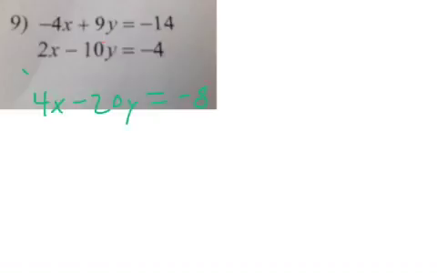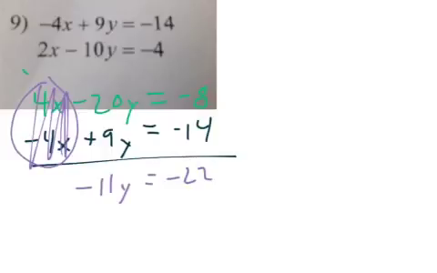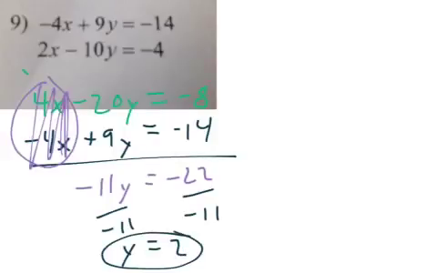Now that I've times by 2, why would I do that? Well, let me copy down the first equation again. Notice, now I have 4x minus 4x. And now that the x is gone, I can just combine my y's: negative 11y equals negative 22. I'm going to divide by negative 11. So y is going to be positive 2.